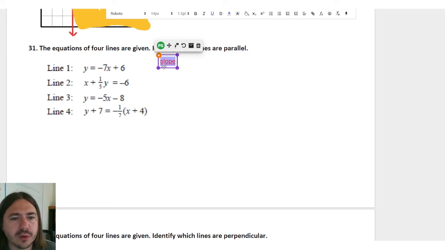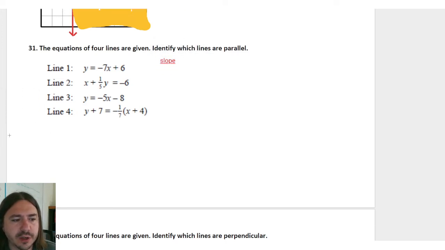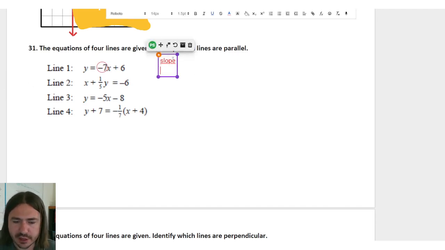And for line 1, we can see that the slope here is going to be -7 because this is in slope-intercept form. And yeah, so there's the slope right there. It's just -7. So for line 1, the slope is -7.